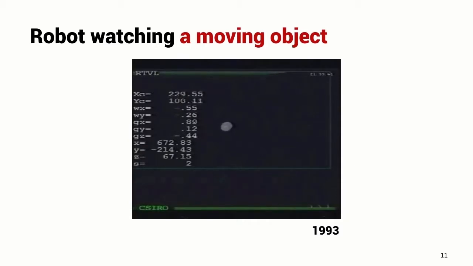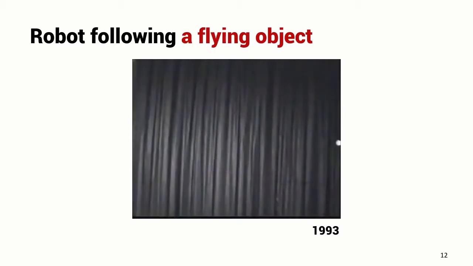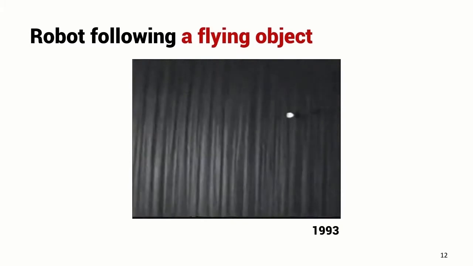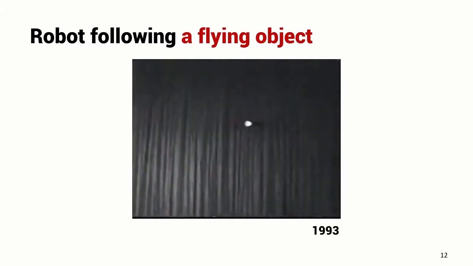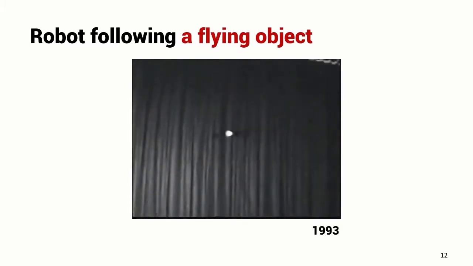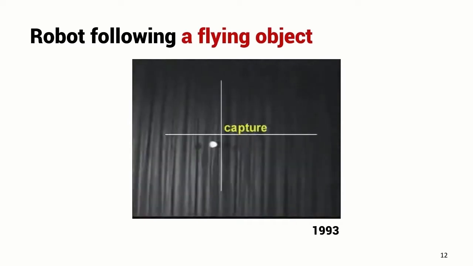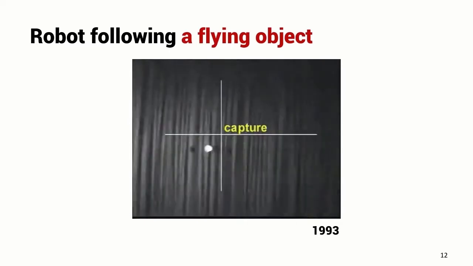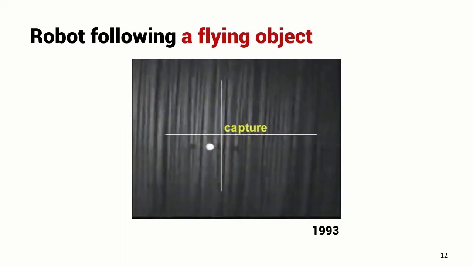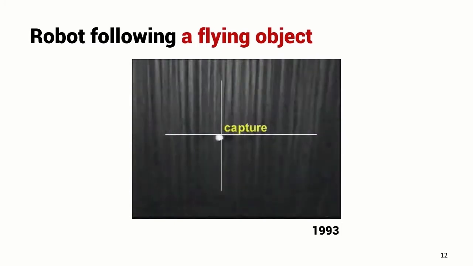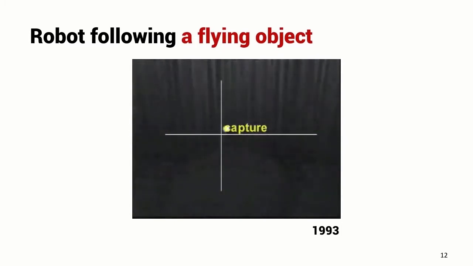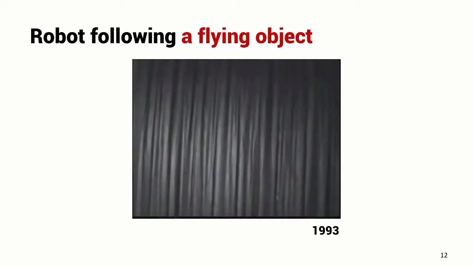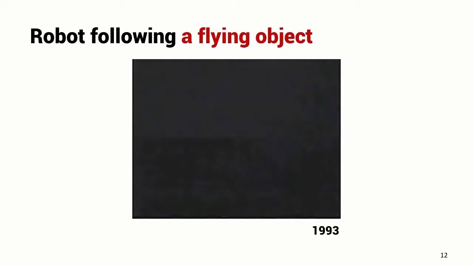field of view. The same technique was then applied to tracking a ping pong ball which is being thrown in from one side of the scene, and this is in slow motion. Eventually the robot notices the ping pong ball, locks onto it and starts to move the camera in such a way as to keep the ping pong ball closer to the center of the scene. So it's tracking the ping pong ball as it's moving through space, and here it is in real time. You see the ping pong ball moves very, very quickly.